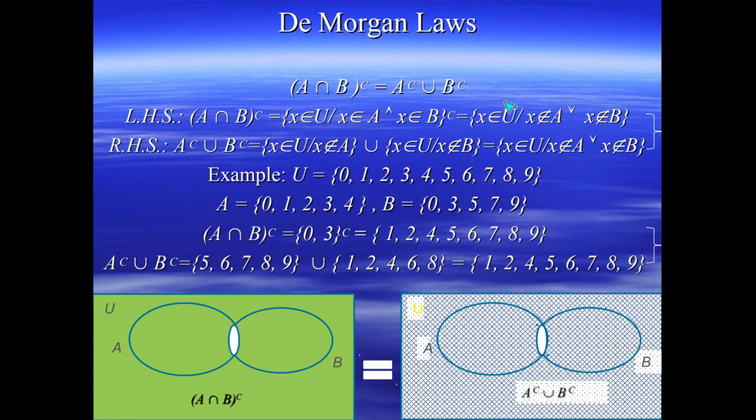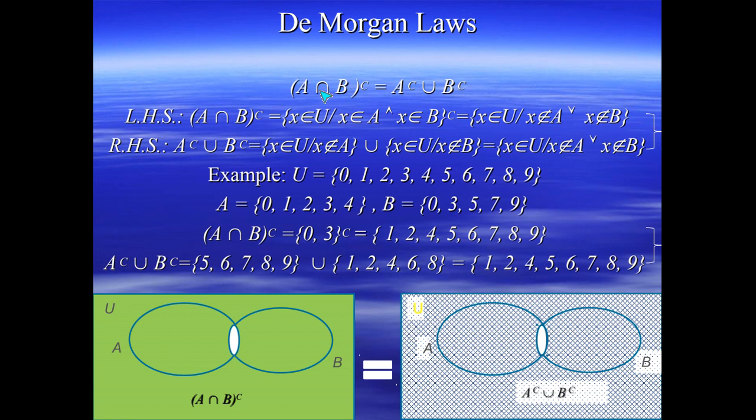And these laws are important. I don't know whether they are in the book or not, but I think they are not very explicit, so I explain them thoroughly here so that you can understand and use them. They are important. These are laws about complements. What does it say? It says complement of A intersection B is complement of A union complement of B.